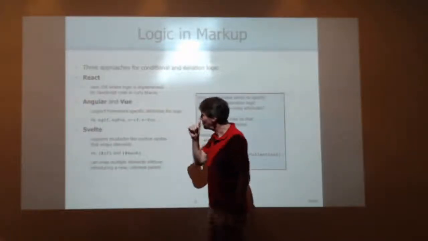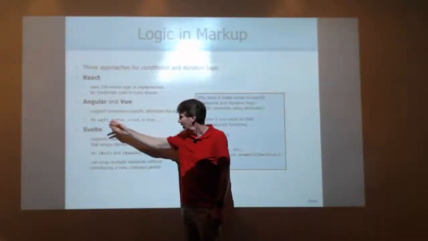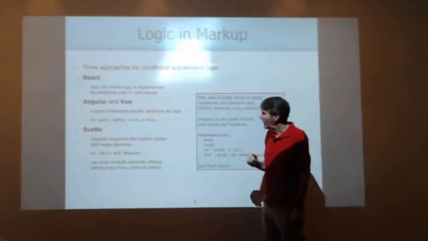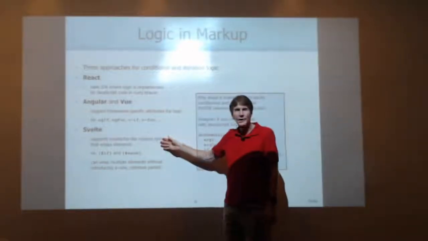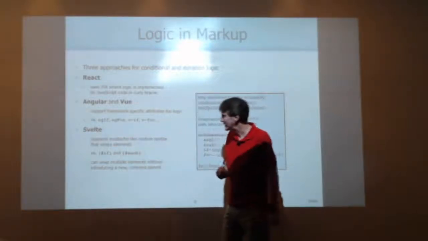In Angular and Vue, it's different. They've added special attributes that you add to something: ngIf and ngFor in Angular, and v-if and v-for in Vue. And then in Svelte, you have that mustache-like syntax. So we saw an example of a pound sign each. There's also a pound sign if.